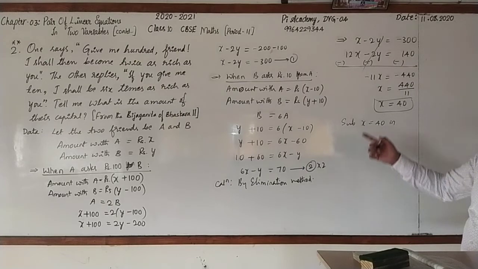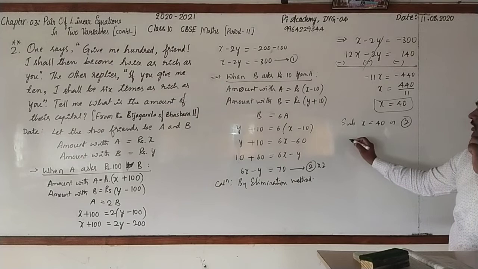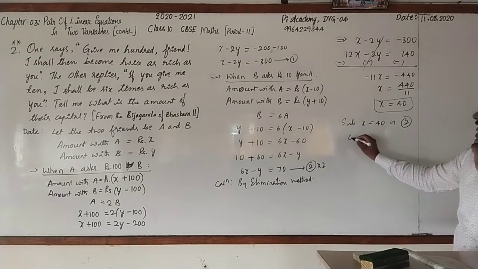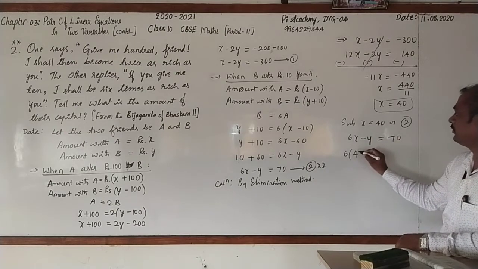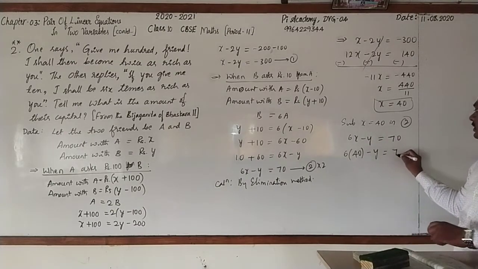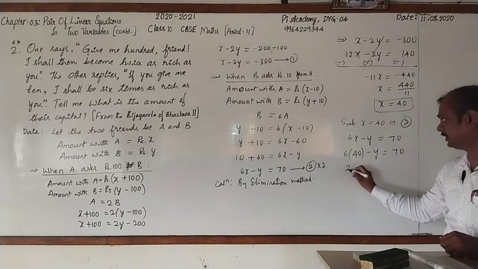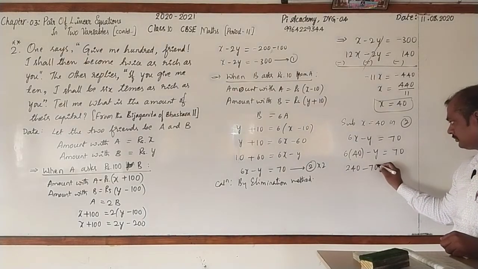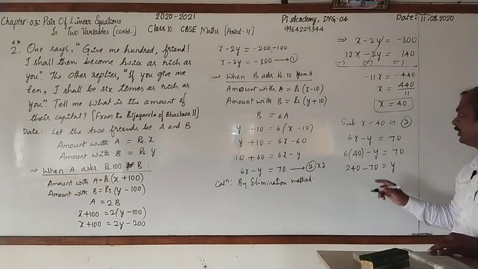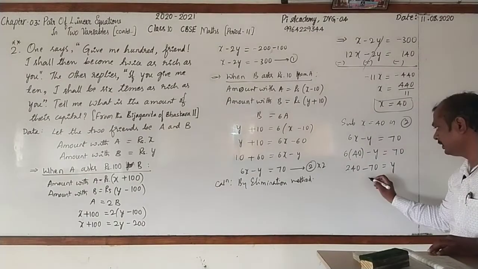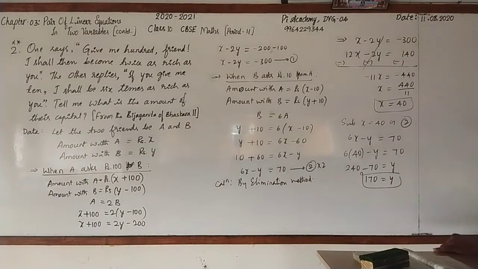Next, substitute x equal to 40 in any one of the two equations, either in equation 1 or in 2, and go for the second equation. The second equation is 6x minus y is equal to 70. 6 into, where x is 40, minus y is equal to 70. 6 fours are 24, 240, minus 70. Transfer minus y to the right-hand side, it becomes plus y. 240 minus 70, it is 170 is equal to y, or y is equal to 170.